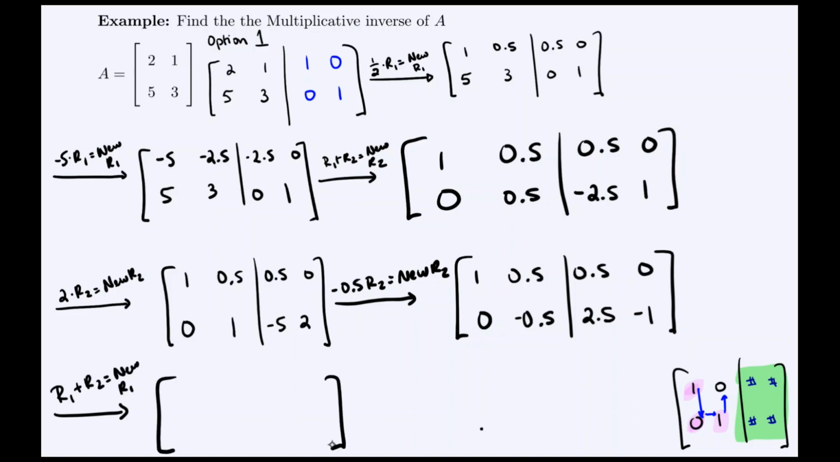Give everybody a moment to write that in on their paper. Add them together. Remember, term by term, 0 plus 1 leaves us with 1. 0.5 plus negative 0.5 gives us 0. 0.5 plus 2.5 gives us positive 3. 0 plus negative 1 gives us negative 1. And then, remember, we only change this to add, which we've already done, so we go back to the original row 2 that we liked, because it had the 0 and 1 that we were looking for, and we just copy that here.